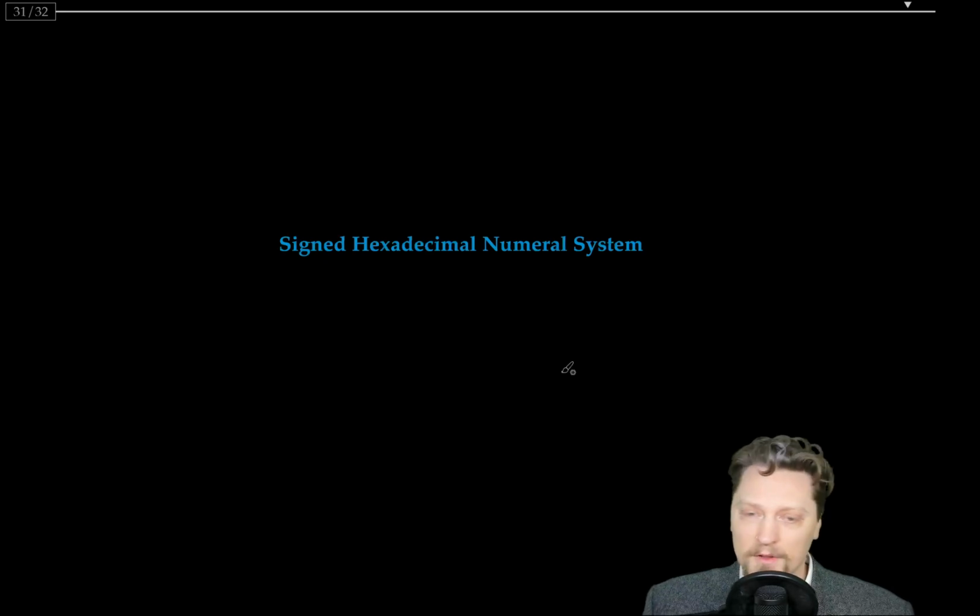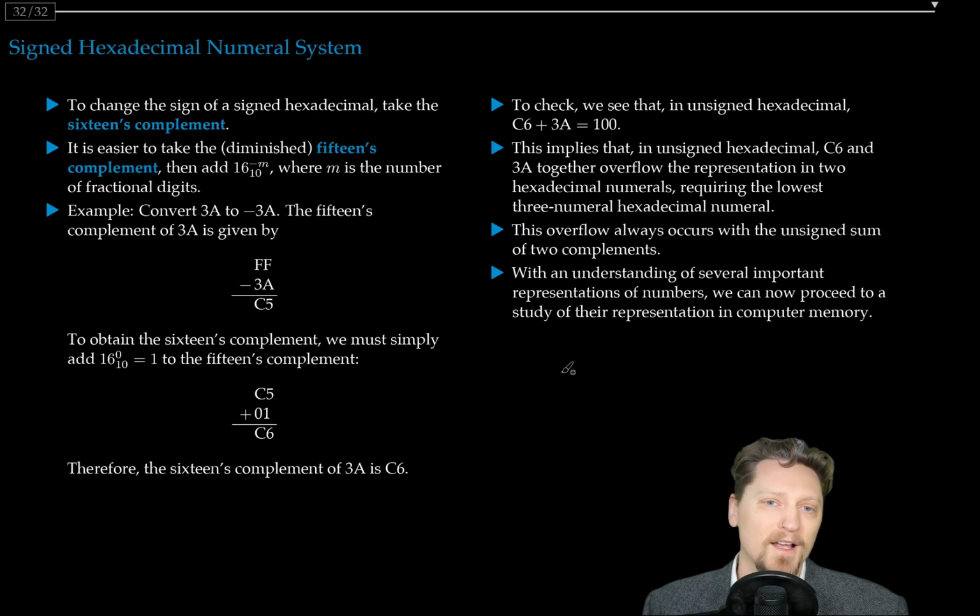Finally, signed hexadecimal numeral system. To change the sign of a signed hexadecimal, take the 16's complement. It is easier to take the diminished 15's complement, then add 16 to the -m, where m is the number of fractional digits. So, example, convert 3a to -3a. The 15's complement of 3a is given by ff minus 3a. So again, the highest digit in the hexadecimal system is f. So ff minus 3a, we're never going to have to borrow here. f minus a is 15 minus 10, which is 5.